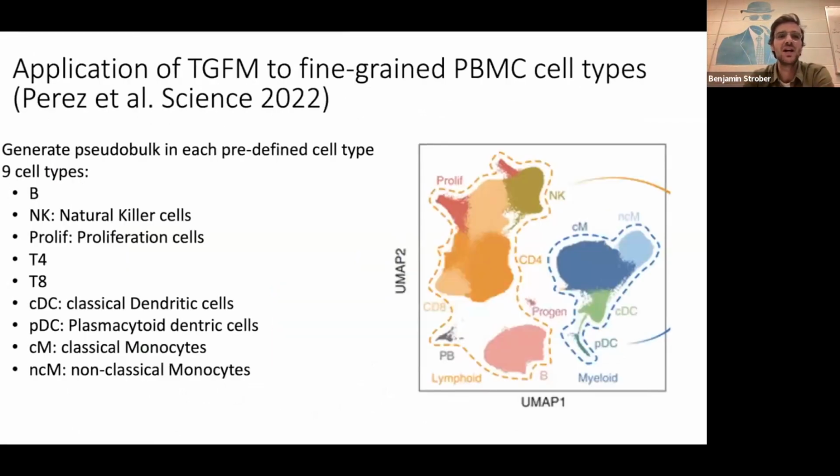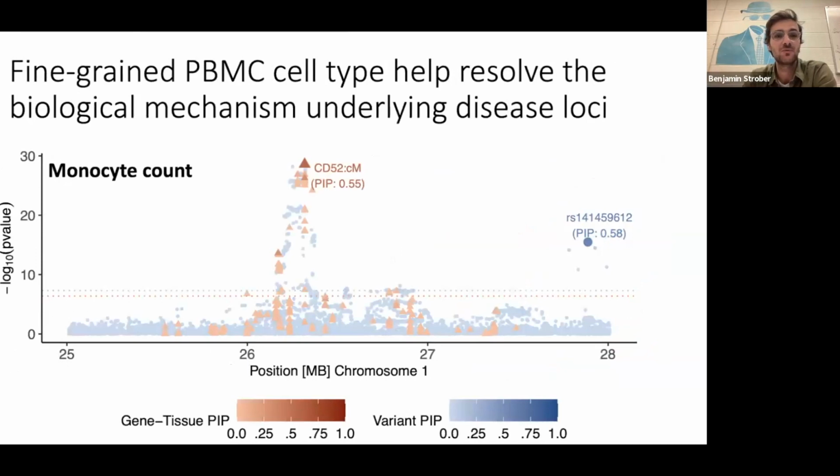And lastly, we apply TGFM to not fine-map gene tissue pairs, but to fine-map PBMC cell types. So in this case, we use single cell eQTL data from 9 immune cell types. We do the same thing, but instead of just looking for gene tissue pairs, we look at gene cell type pairs based on these fine-grained cell types. And what you can see is we're able to help resolve biological loci using the single cell eQTL data that could not be resolved using bulk tissue.